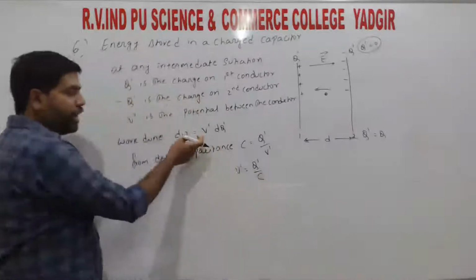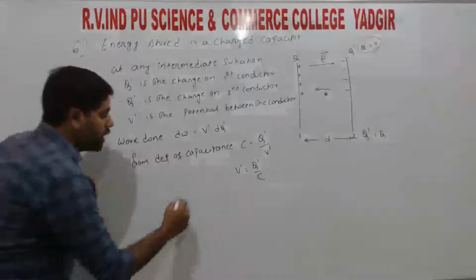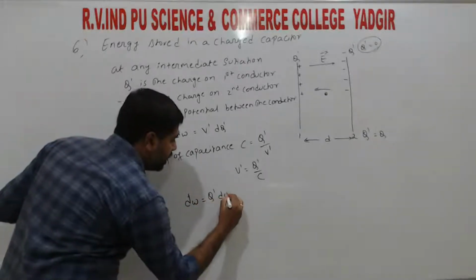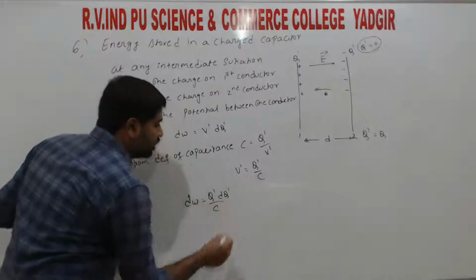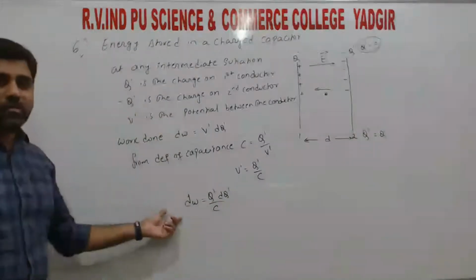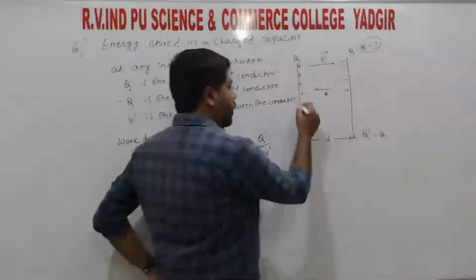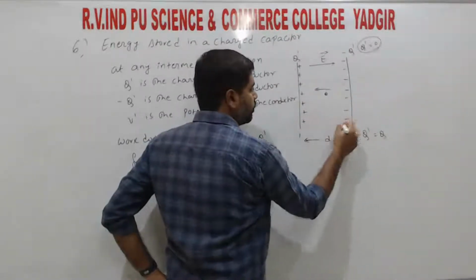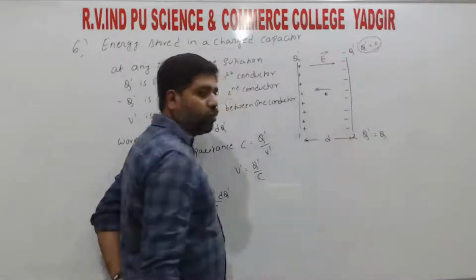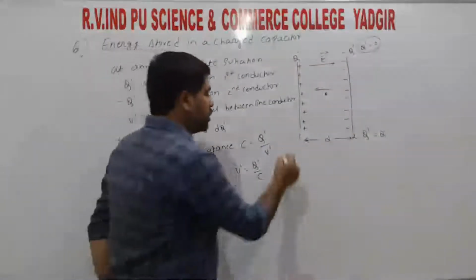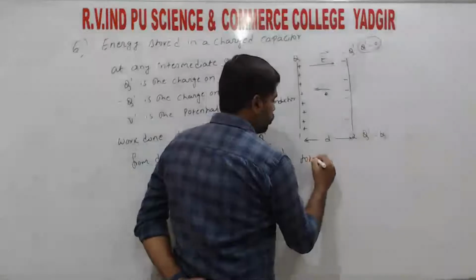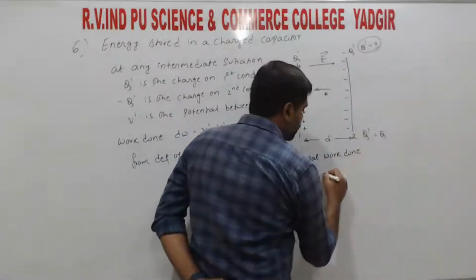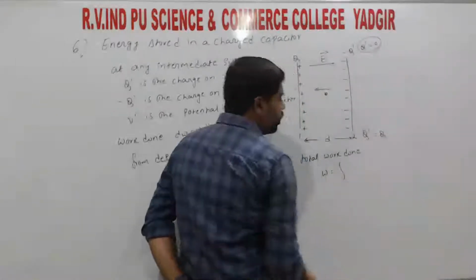So substitute V dash into work done, right? So dW is equal to Q dash dQ dash divided by C. So this is the small work done. To find the total work done, the number of charges increases on both the conductors, right? So the total work done W is equal to integration.